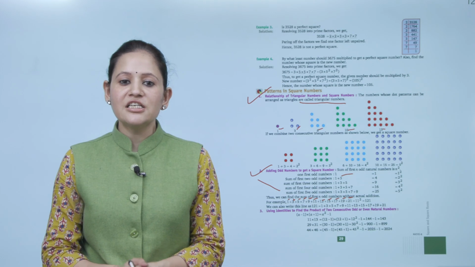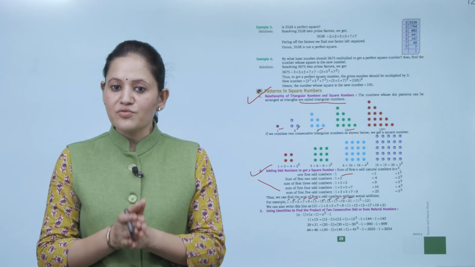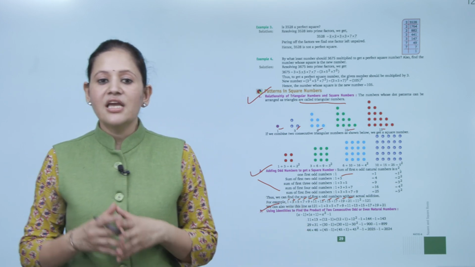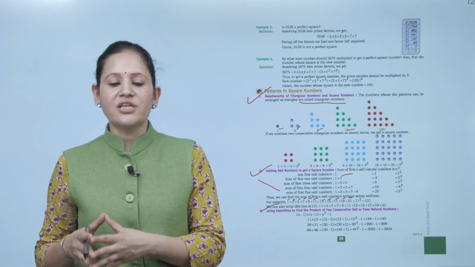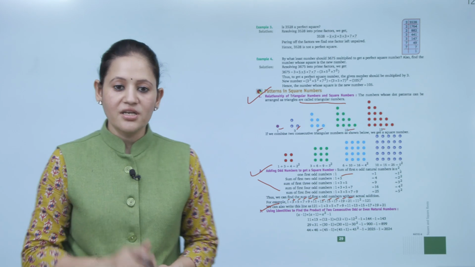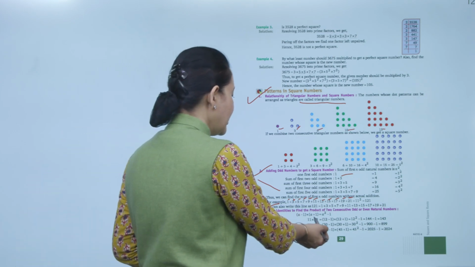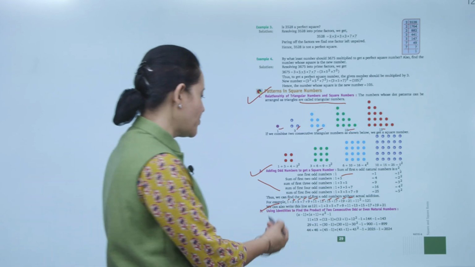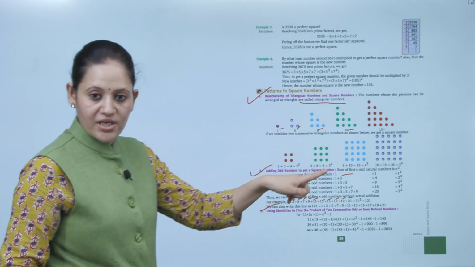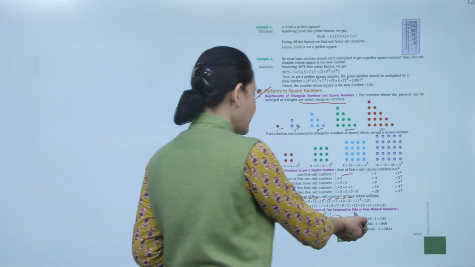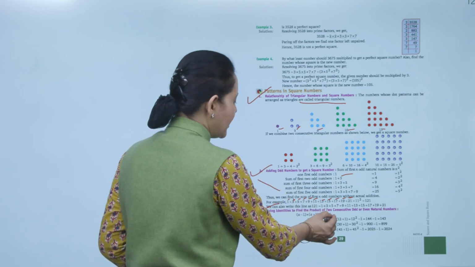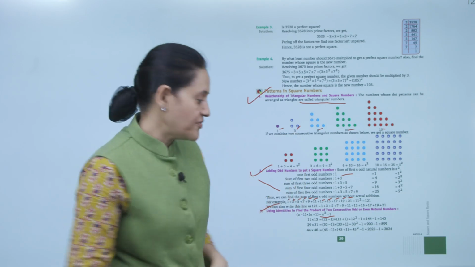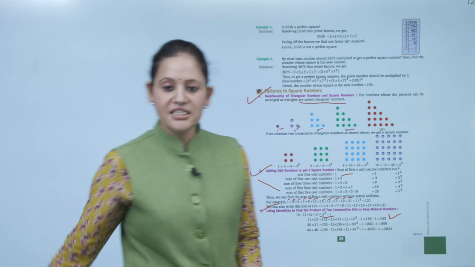Next is using identities to find the product of two consecutive odd or even natural numbers. (A minus 1) multiplied by (A plus 1) is equal to A square minus 1. So, here 11 into 13, we have to find its value. 11 we can write as 12 minus 1 and 13 we can write as 12 plus 1. So, that is equal to, using this identity A square minus 1, 12 square minus 1, that is 144 minus 1, which is equal to 143.